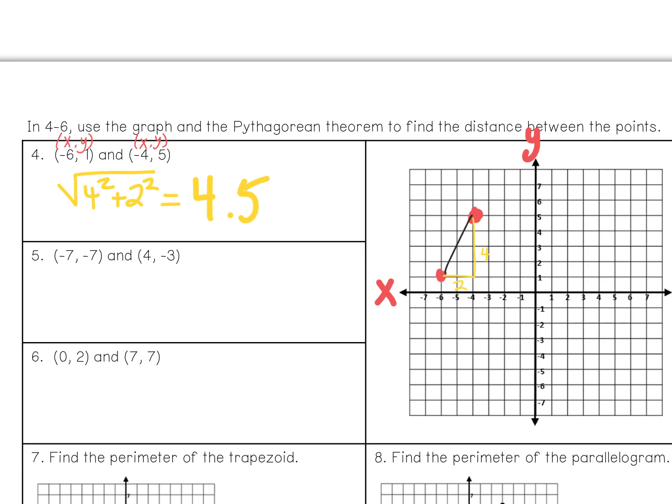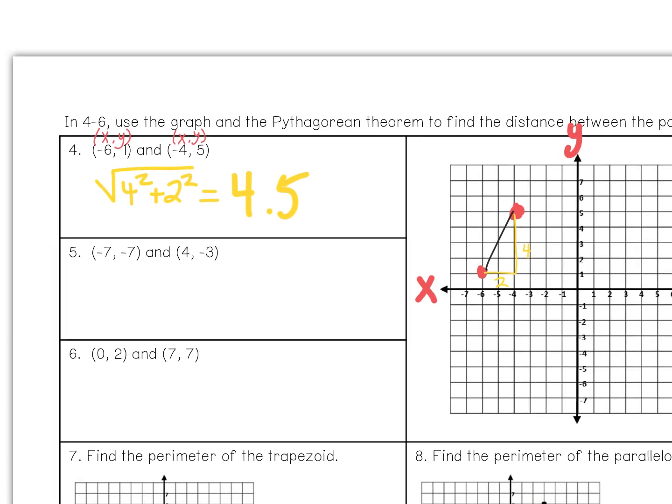So, open it up. Now, the second one is -7, -7. So I've got to go to -7 on x and then -7 on y. So that's down here in this bottom corner. So I'm going to put a dot down there.